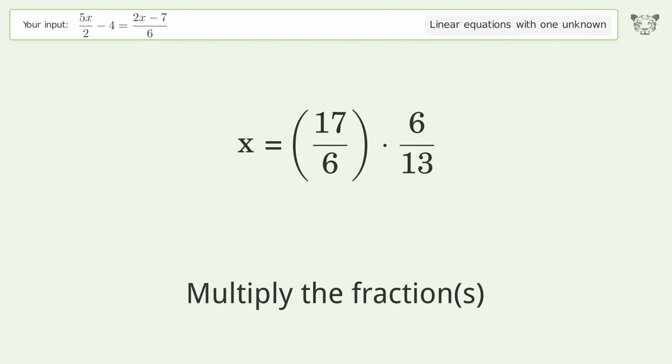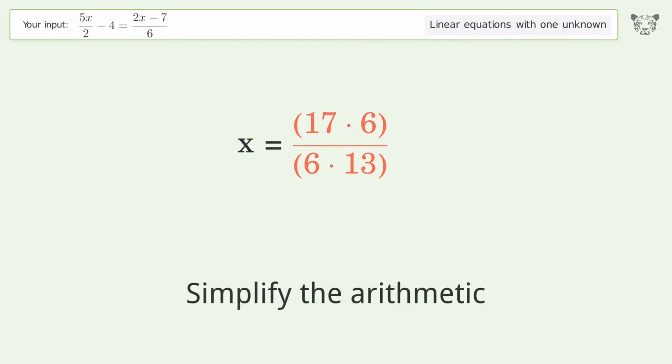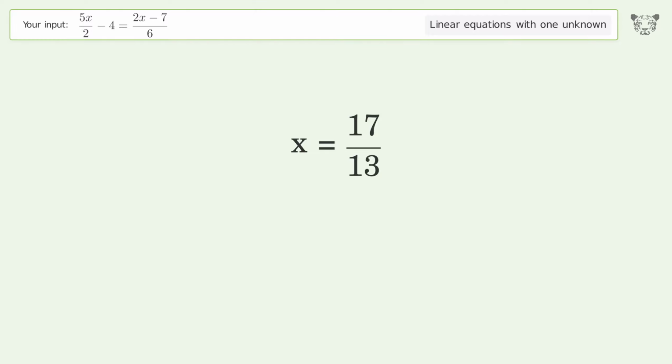Multiply the fractions. Simplify the arithmetic. And so the final result is x equals 17/13.